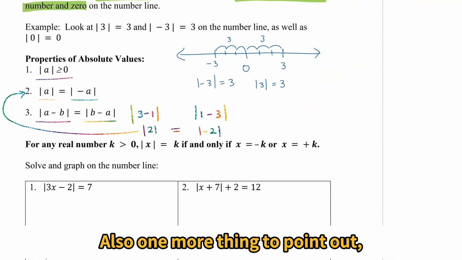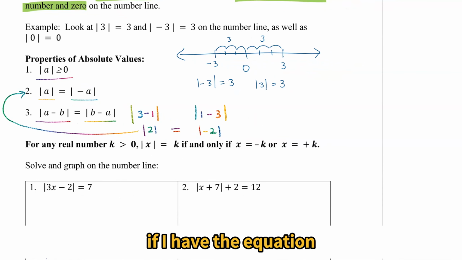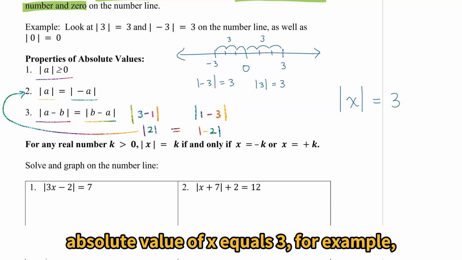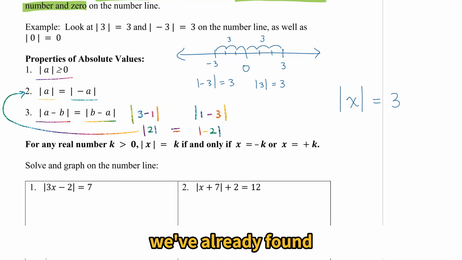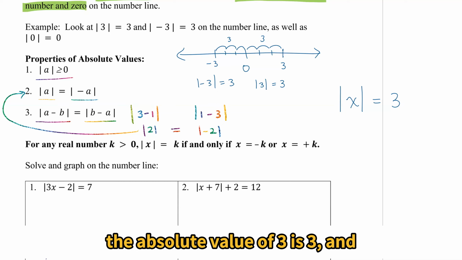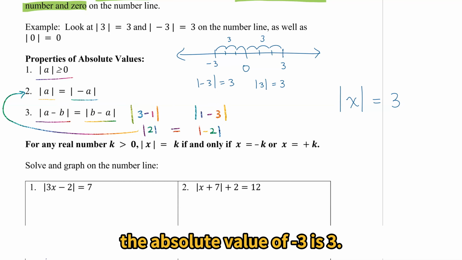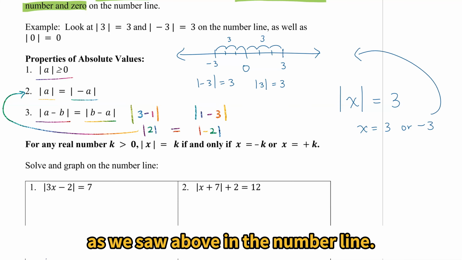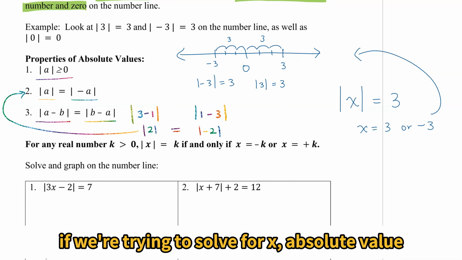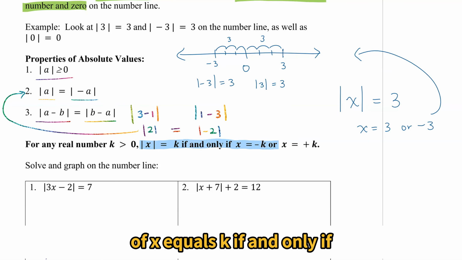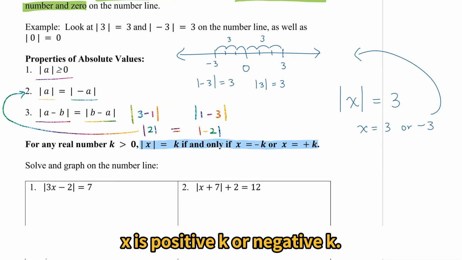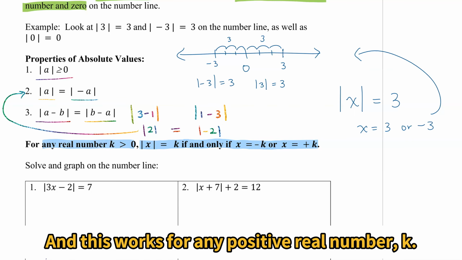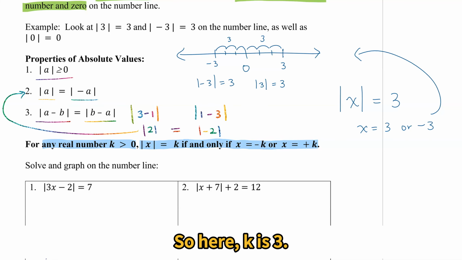Also, one more thing to point out, if I have the equation, absolute value of x equals 3, for example, then what is x? Well, we've already found the absolute value of 3 is 3, and the absolute value of -3 is 3. So x could be 3 or -3, as we saw above in the number line. So if we're trying to solve for x, absolute value of x equals k if and only if x is positive k or negative k. And this works for any positive real number k. So here, k is 3.